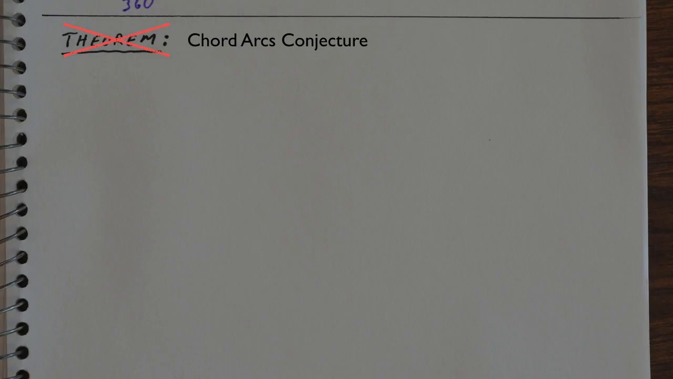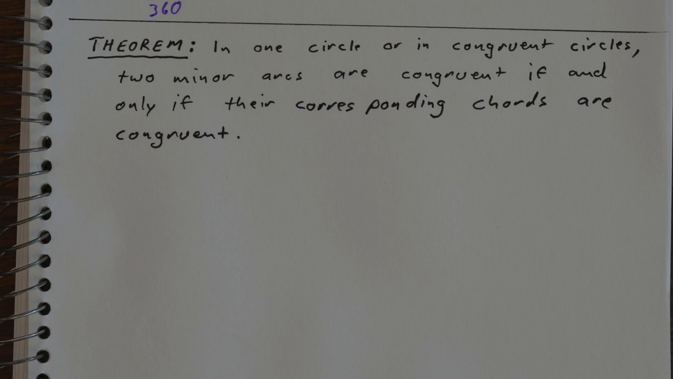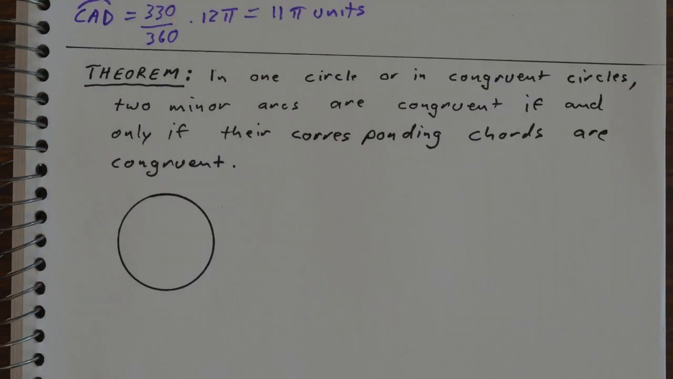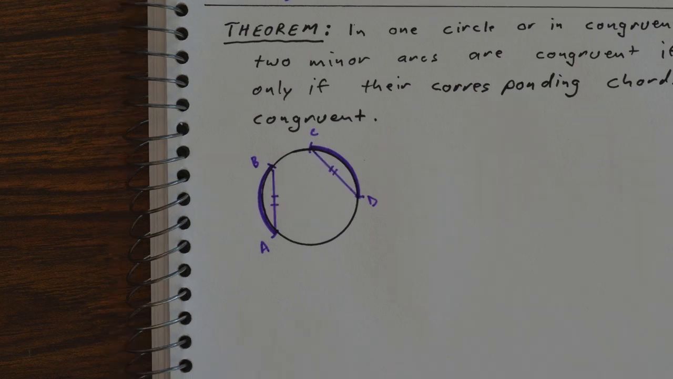So a few conjectures come next. The chord arcs conjecture states that if I have one circle or congruent circles, two minor arcs are congruent if and only if their corresponding chords are congruent. So let's build a picture of what that looks like. Say minor arcs AB and CD. That means that if the length from A to B is equal to the length from C to D, that allows us to say that those two arcs are congruent.